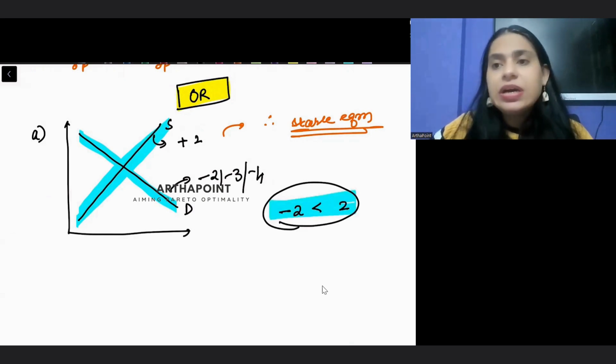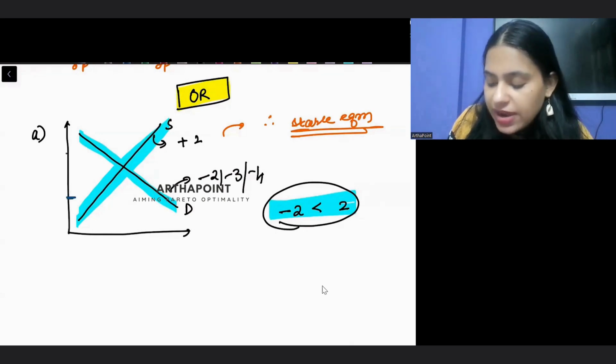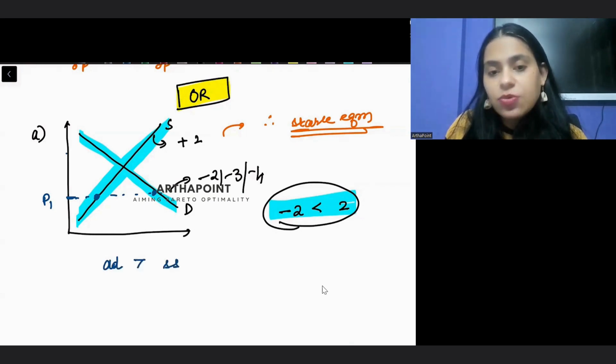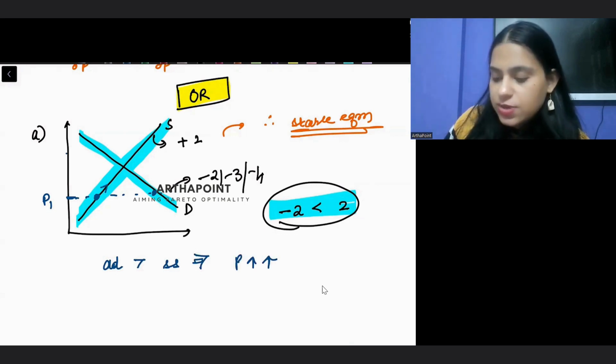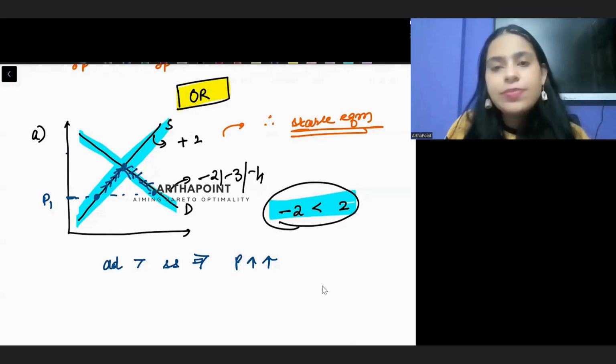Now what is the graphical implication of this stable equilibrium? It means that suppose I take a price P1. At P1, demand is more, supply is less. We have already discussed that whenever demand is more than supply, price will increase over time, right? This happens in the housing market. In Delhi NCR, if the demand for houses increases, the price will increase over time. So you will reach towards your equilibrium.